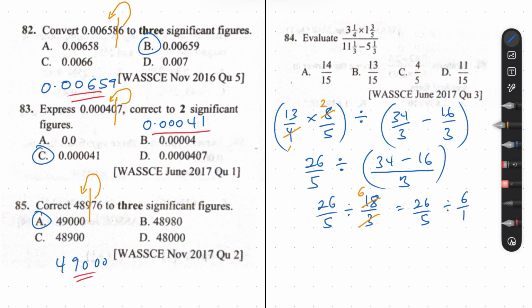Okay, cool. So we know that for division we can just change to multiplication, then we flip this. Okay, so we're going to have 26 over 5 times 1 over 6. We can do a simple cancellation. 2 goes here 3 times and goes here 13 times. So our final answer will be 13 times 1 is 13 over 5 times 3 is 15. 13 over 15. Okay, 13 over 15. That is our answer, and that is B.